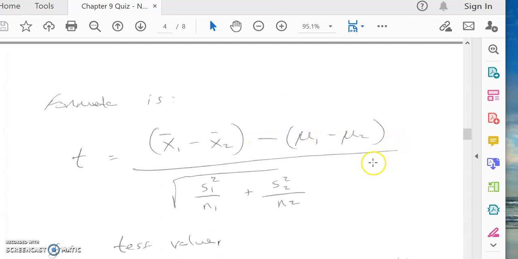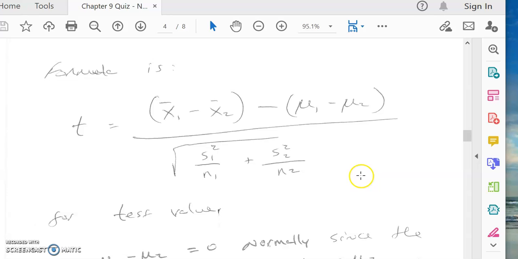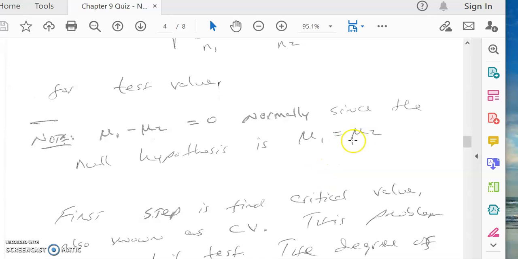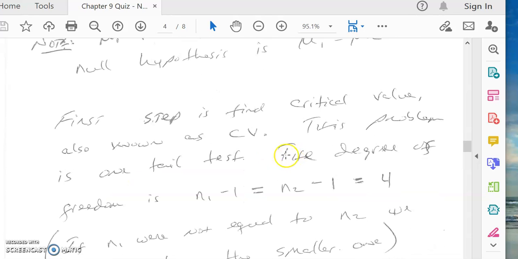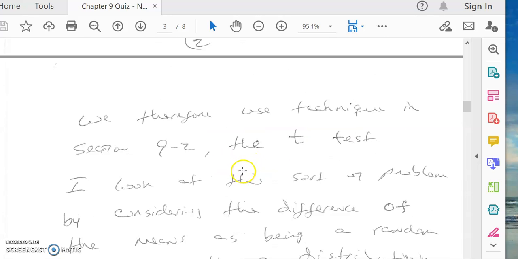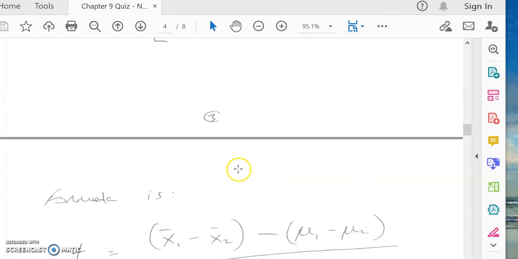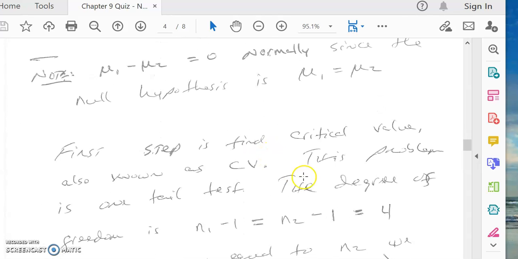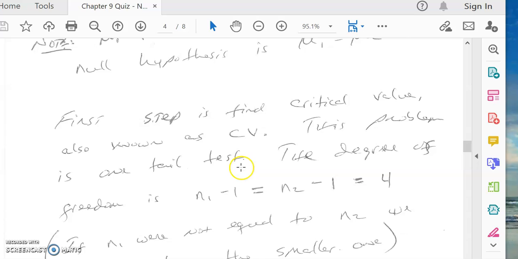Okay, so here's the formula. You can pause the video to stare at that. Look in your book if you need to. That's the test value. Normally the mu1 take away mu2 is 0 because the null hypothesis is that they are equal. So mu1 take away mu2 is going to be equal to 0. And then this is our research hypothesis. It's also what we would call our claim. So here's this formula. Not really that bad. The first step is going to be to find the critical value, also known as the CV.